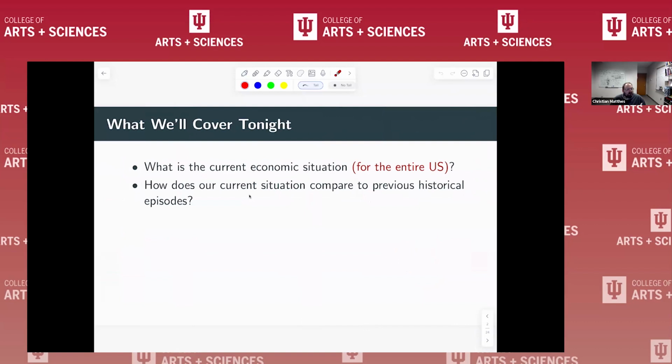So what will I cover tonight? The US economy is a huge topic. There's many different things I could talk about, so I had to narrow it down somewhat. The big question that I'll try to address, or at least give an idea about, is what's the current economic situation? Here I'll focus on the entire US, so there's not going to be anything here about Indiana specifically, but it's really about the US as a whole. In particular, I want to focus on the question of how our current situation, which in many ways is unique, I'll admit, compares to previous historical episodes.